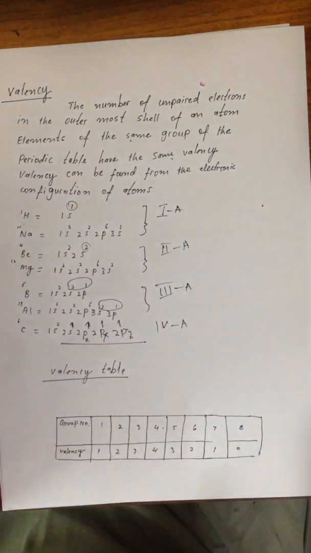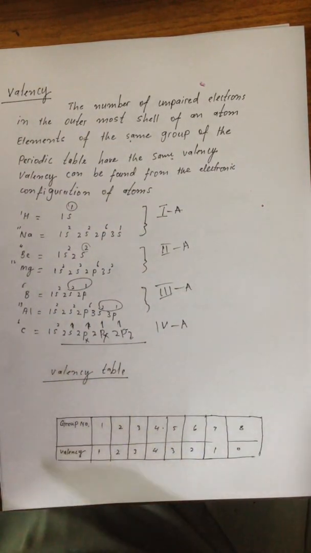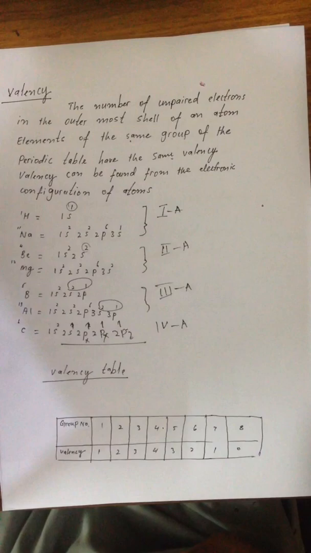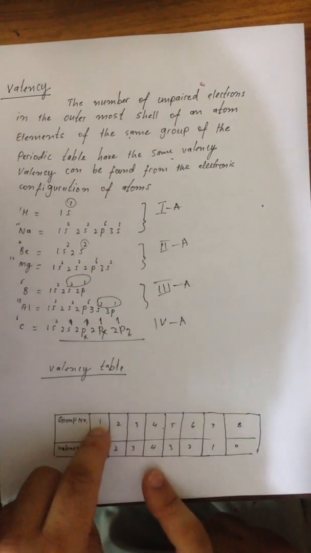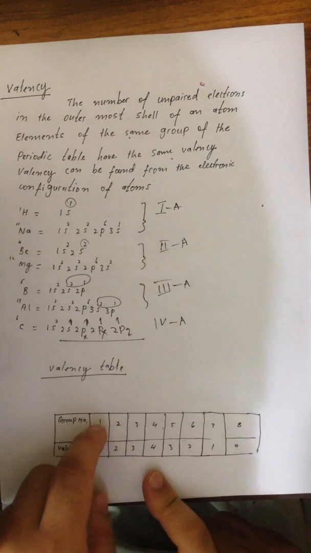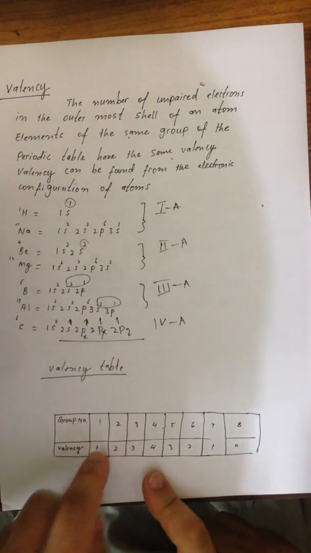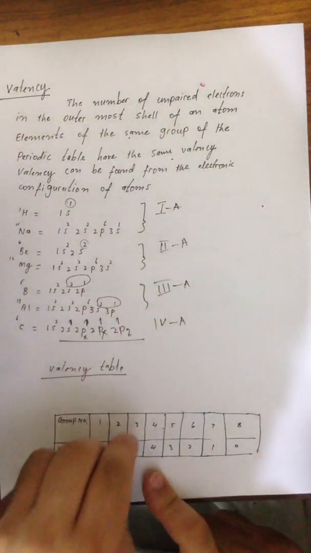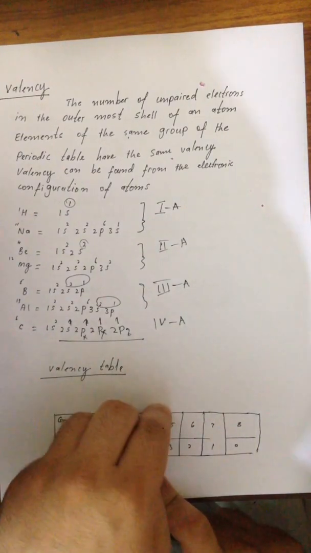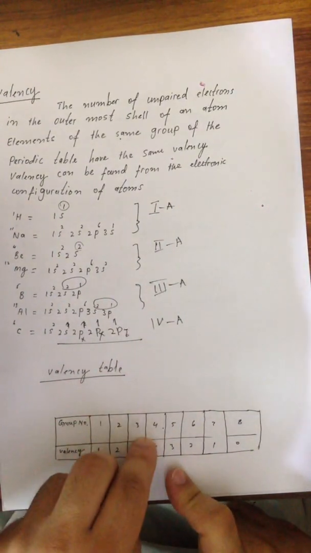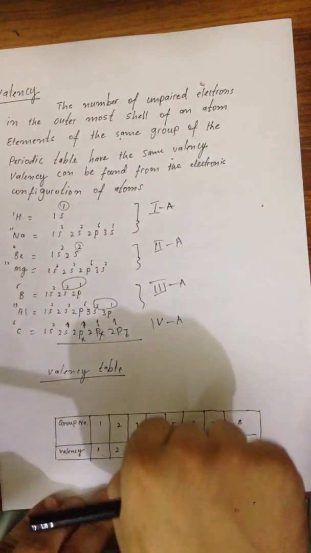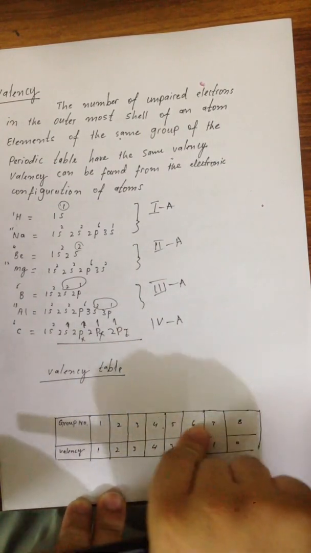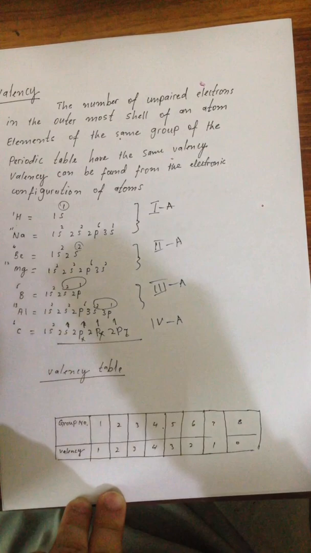This is the valency table. It shows the valencies of different atoms. The valency of an atom corresponds to its group number. All elements of group 1 have the valency 1. All elements of group 2 have the valency 2. All elements of group 3 have the valency of 3. All elements of group 4 have the valency of 4. Elements of group 5 show a valency of 3. Elements of group 6 show the valency of 2.